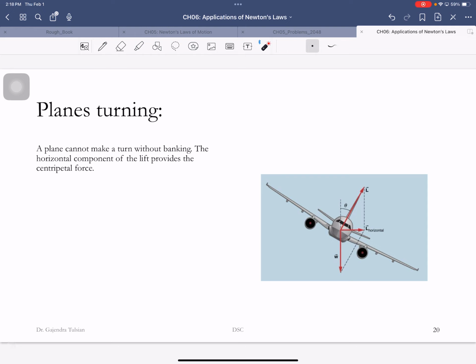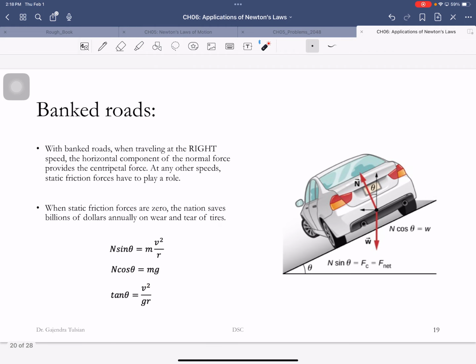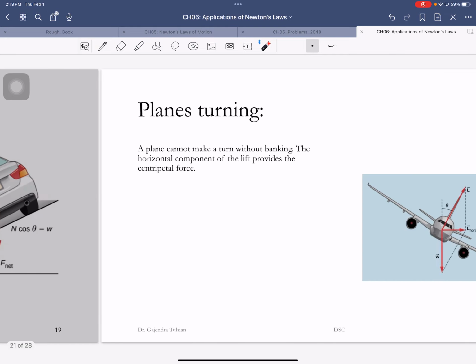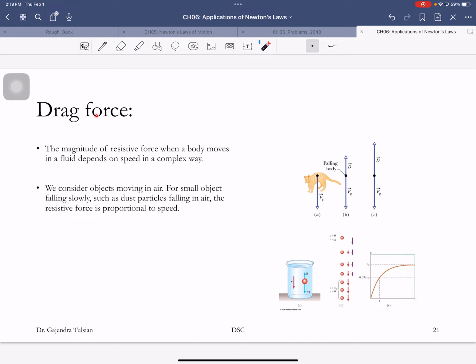Again, here's the lift force. You can't turn a plane without banking. It's this component of the lift that provides you the centripetal force. So you can't turn a plane if you're flying horizontal. You have to bank it. For a given speed, the greater the bank angle, the smaller the radius. All right, now we'll talk about drag forces.